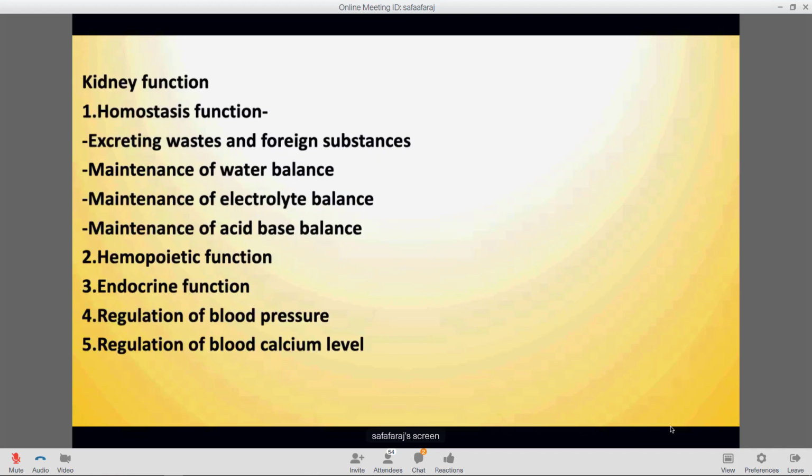Now we discuss kidney function. First, it plays an important role in homeostasis function, such as excretion of water and foreign substances, maintaining water balance, electrolyte balance, and acid-base balance. All of these are essential functions in homeostasis. Hematopoietic function plays an important role in erythropoietin production, and endocrine function as your colleague said.